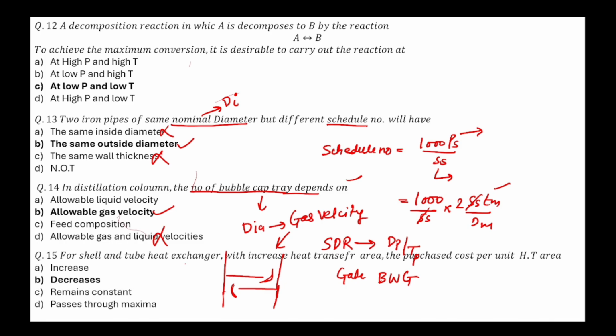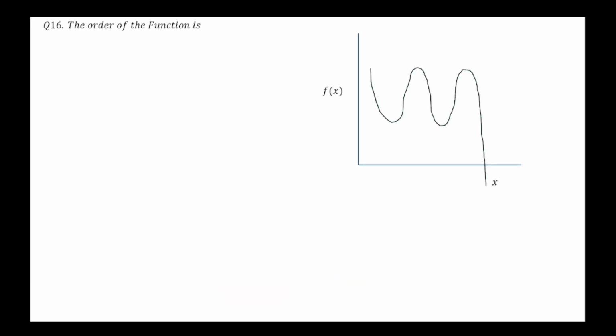For a shell and tube heat exchanger, with increase in the heat transfer area, purchase cost per unit heat transfer area decreases. Okay. The order of the function. So this is the graph. The number of times the graph cuts the x-axis is the order of the function.